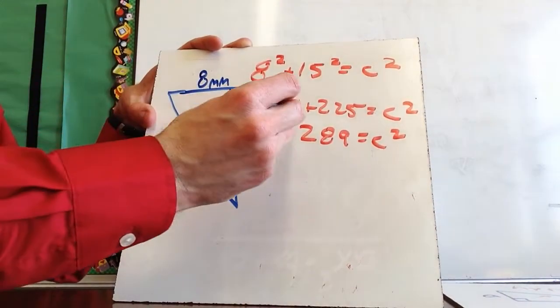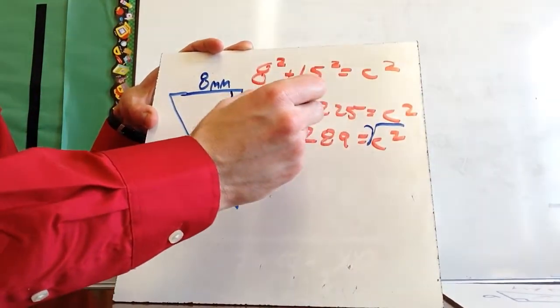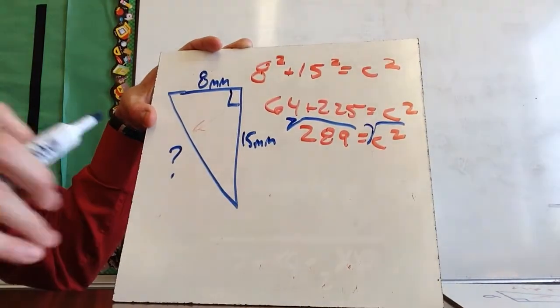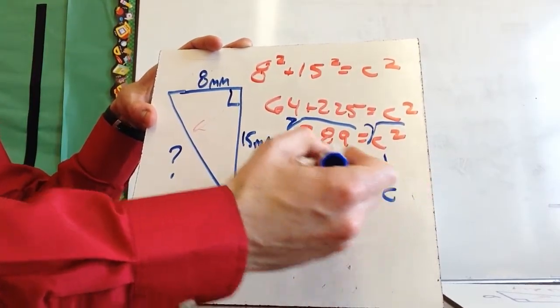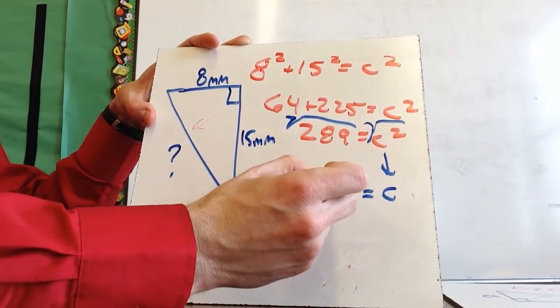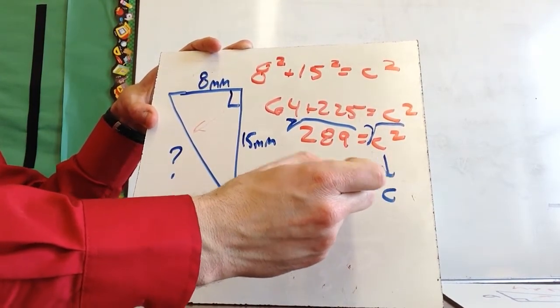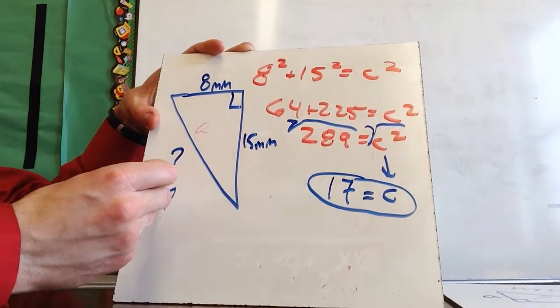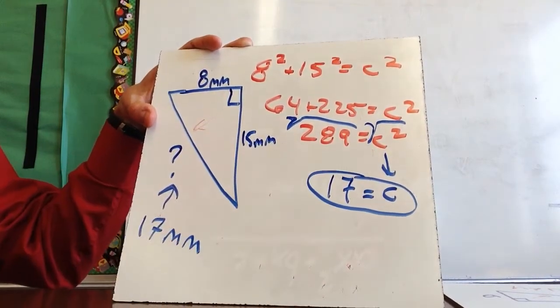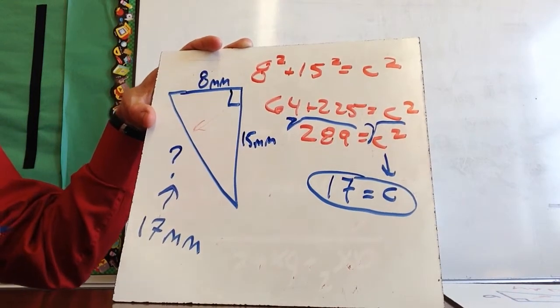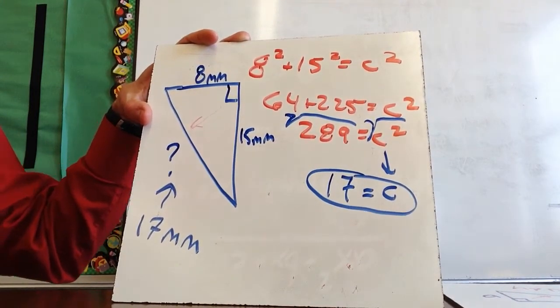Then what I need to do is take the square root of this side and the square root of this side. Right? When I take the square root of c squared, I end up with c. The square root of 289 is 17. So this ends up being 17 millimeters. All right, so that's one way that you might use the Pythagorean theorem.